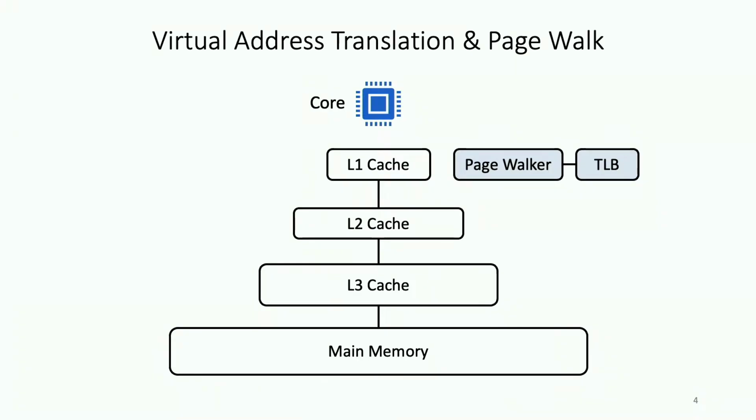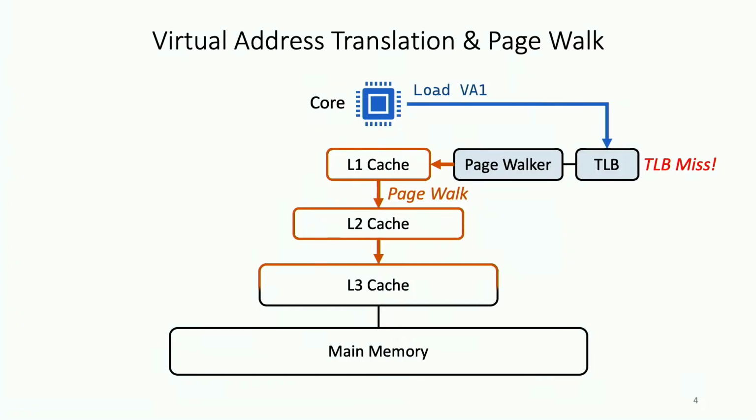To understand the Binoculars attack, we have to first understand the virtual address translation and page walk. When a core tries to access a virtual address, such as load from VL1, we have to translate VL1 to a physical address first. To do so, the core looks up the TLB, and if the lookup results in a TLB miss, a hardware structure named the page walker will initiate a page walk, which essentially is to read the virtual to physical mapping from the page table in the memory.